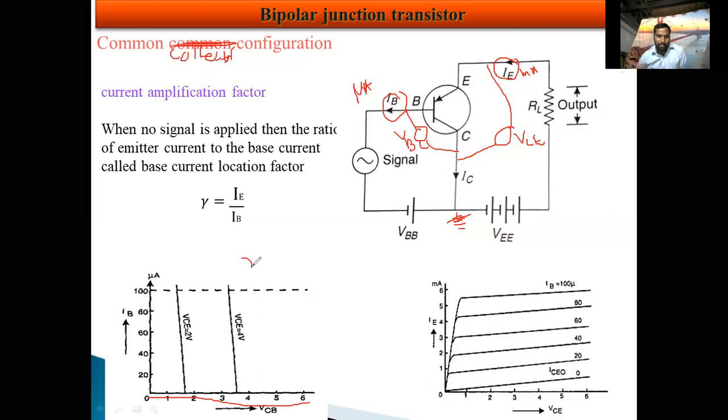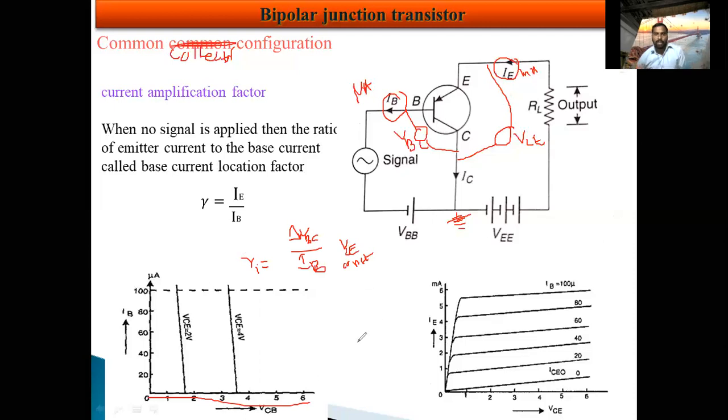Input dynamic resistance Ri is equal to delta VBC divided by delta IB, when VCE is kept constant. Now this is the input characteristics of the common collector configuration.